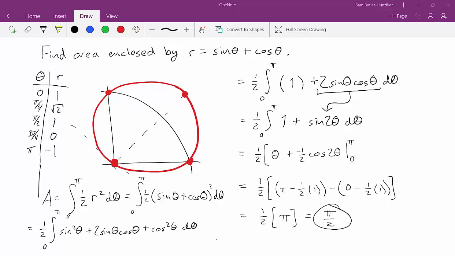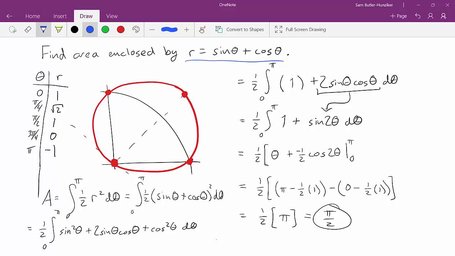Alright, finding areas of polar functions. They're finding areas involving polar functions, both inside and outside. In this case, we've got the area enclosed by r equals sine theta plus cosine theta.